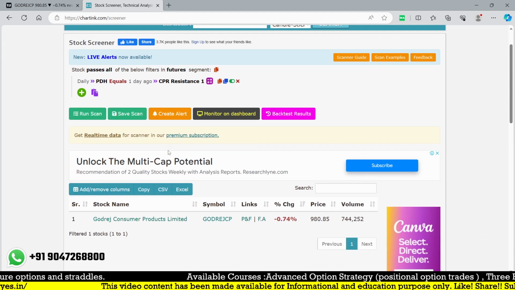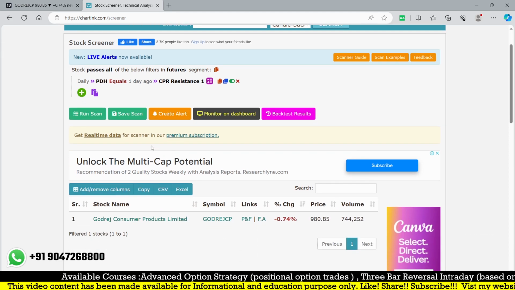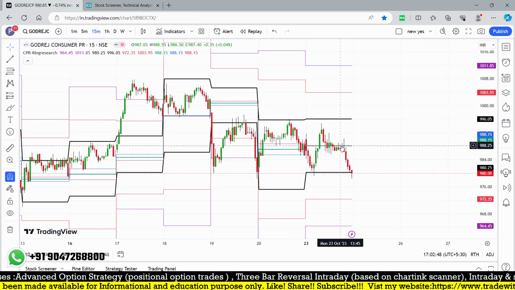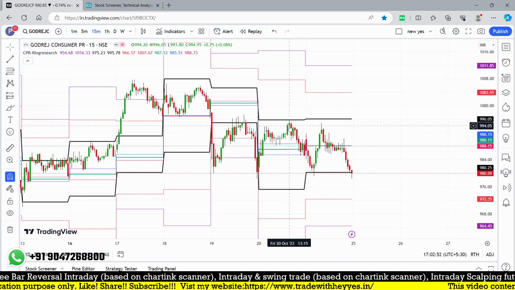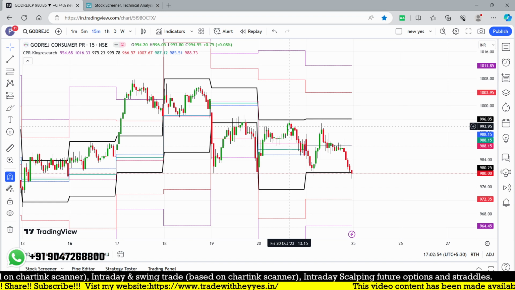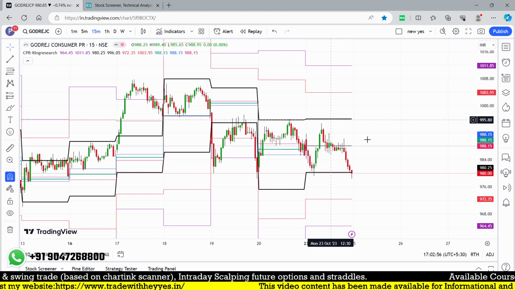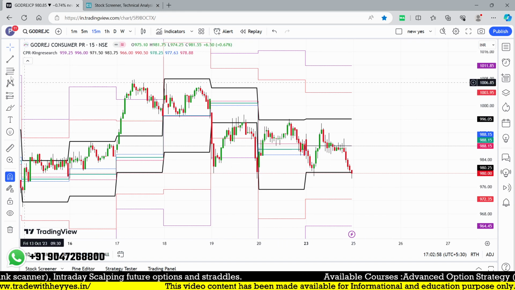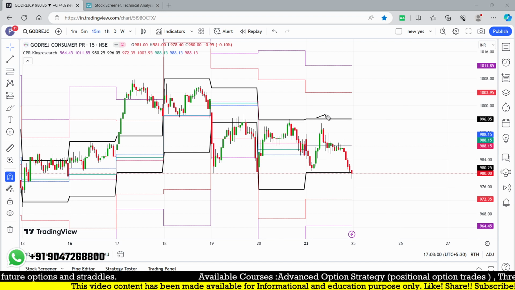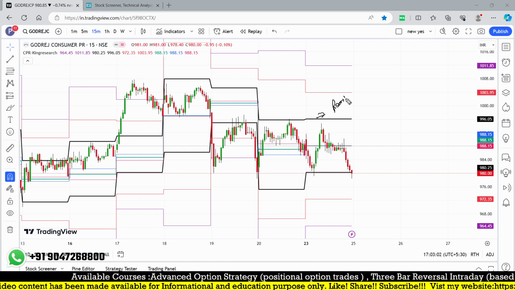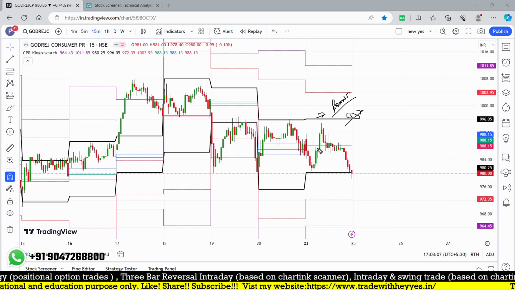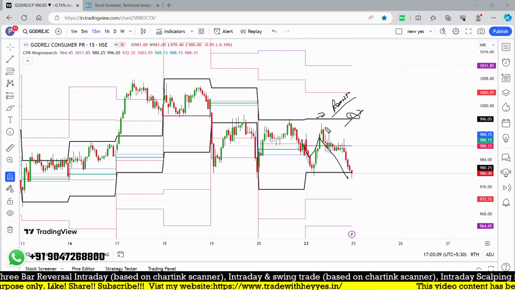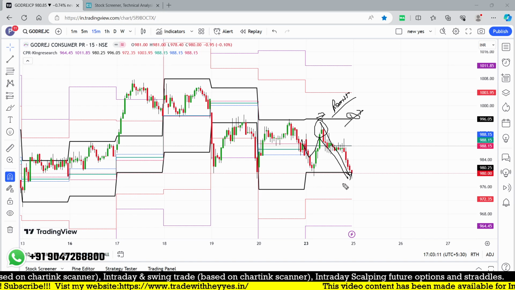So if I run the scan, we have Godrej Consumer Products. Let me check this Godrej Consumer Products. You can see the previous high is around 996.05, exactly the same. And what happened today? It is trending down. Because it is a tight resistance, until it breaks we can expect a downside. So maybe there is a chance it reverses from the top.